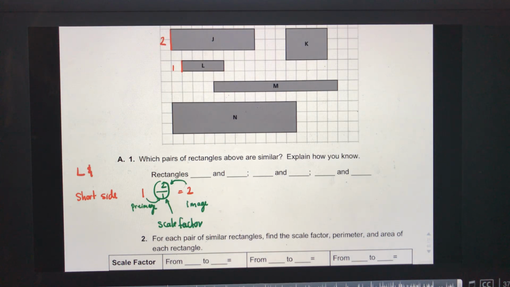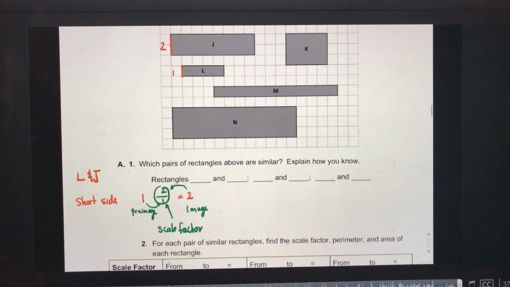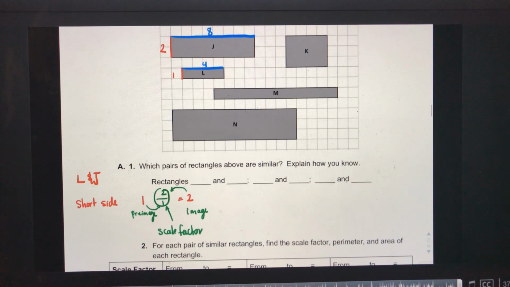L and J. And now I'm going to do the same thing because it has to work for both sides. I'm going to check the long side and the long side. This one has a long side of 4, and this one has a long side of 1, 2, 3, 4, 5, 6, 7, 8. It's got a long side of 8. It looks like that's going to work, but I'm going to check it anyway so I can see the work.